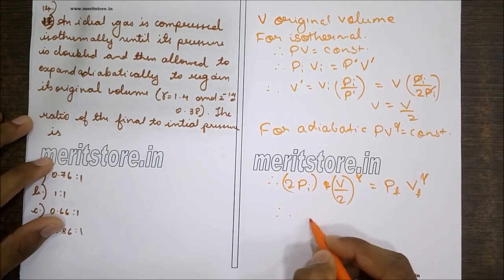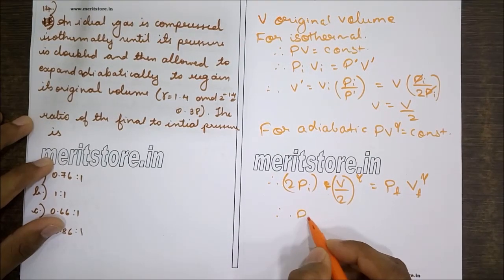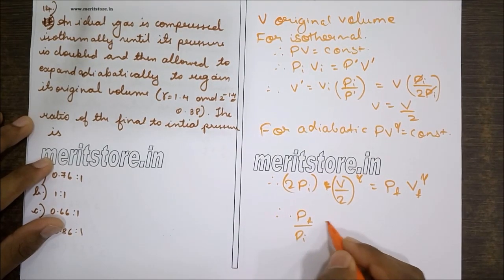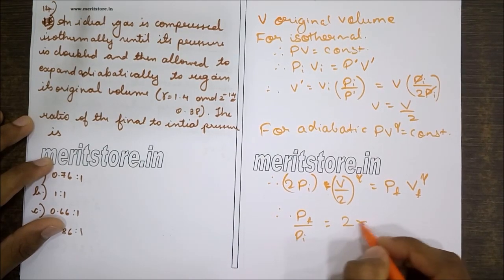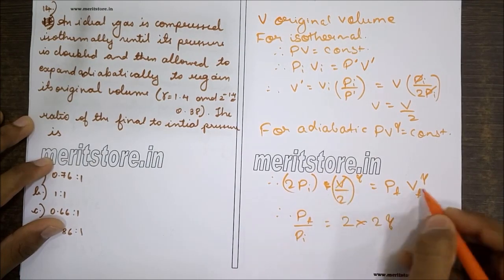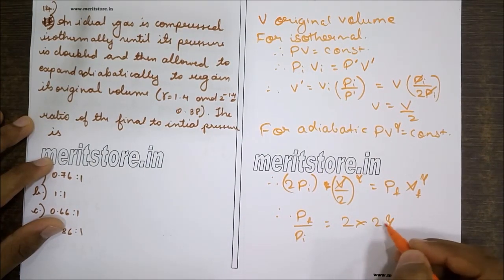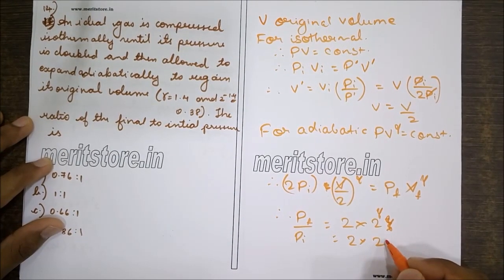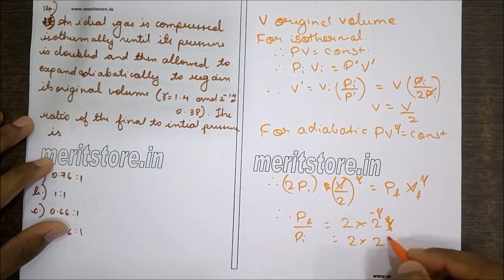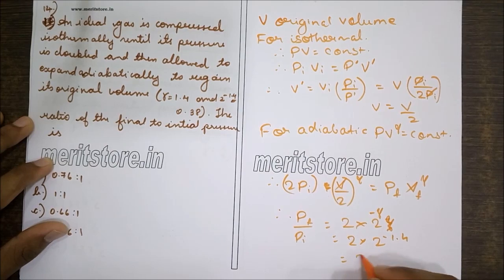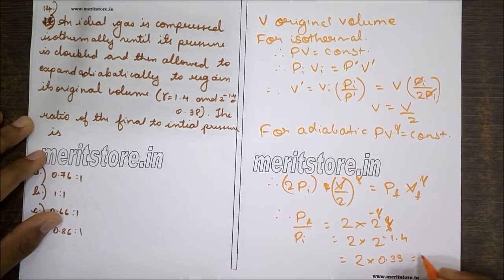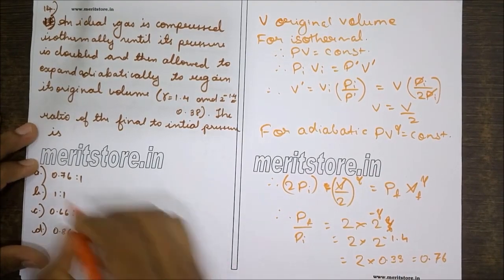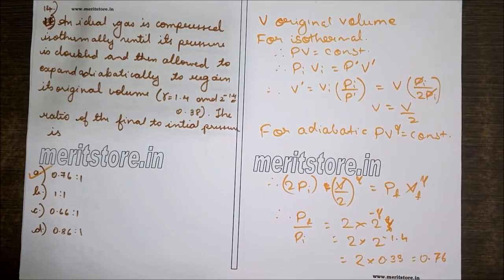So therefore the ratio of the final pressure PF to the initial pressure Pi can be given as 2 into 2 raised to gamma. Since V and V are constant, they get cancelled out. So 2 into 2 raised to minus 1.4. So this value is 2 into 0.38, which is nothing but 0.76. So PF upon PI is 0.76 is to 1, hence option A is the correct answer.